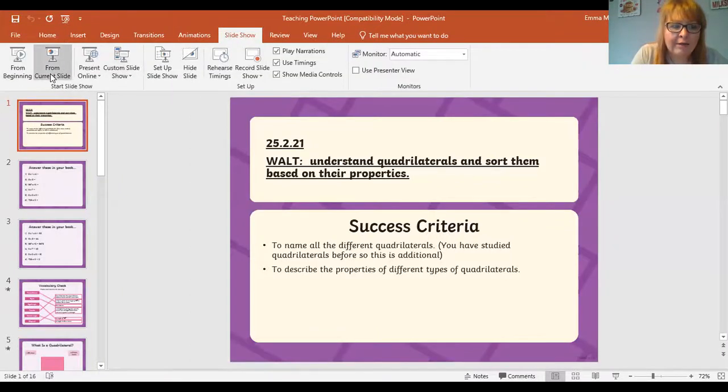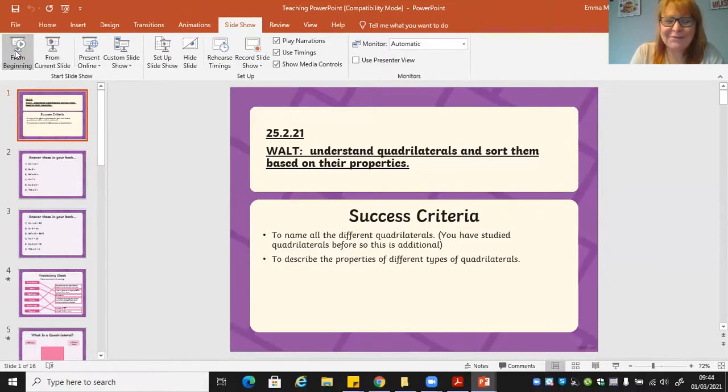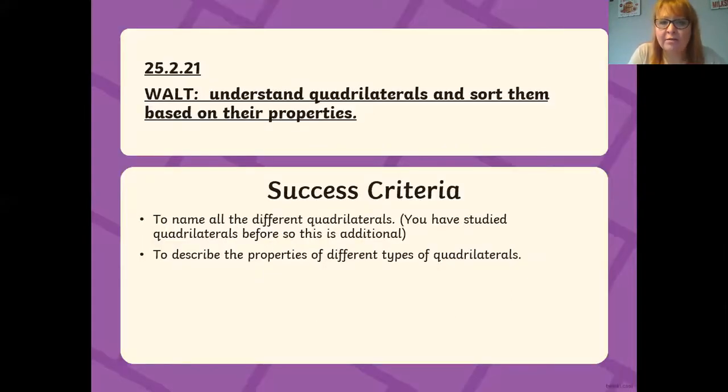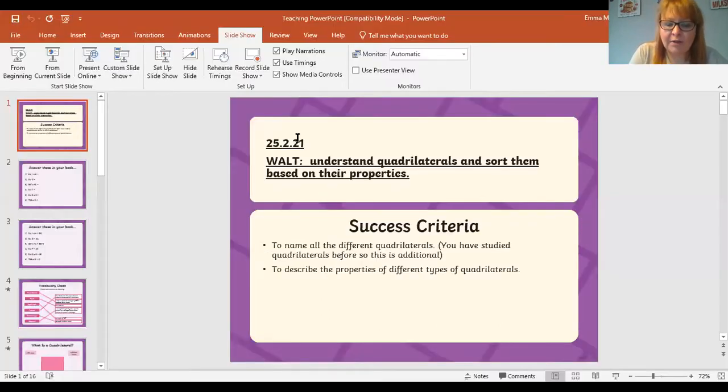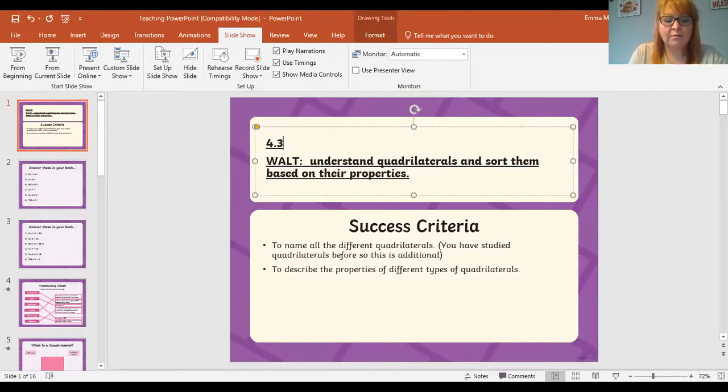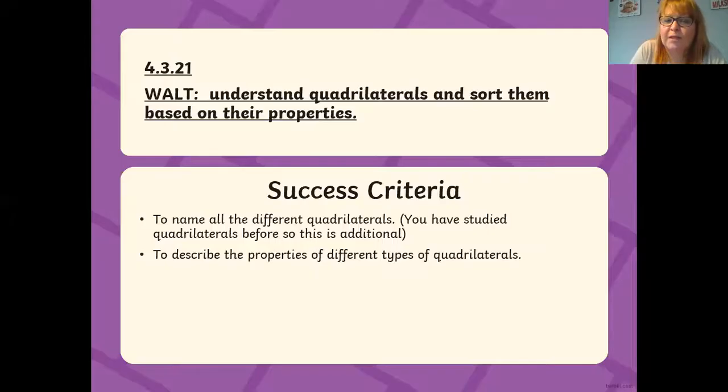Right, not long left now until we'll be doing maths back in school. I've just realised that I've got the wrong date on here. So let me end this. For some reason, I put the date on for last week. So it's actually the 4th of the 3rd. Can't believe we're in March already. 4th of the 3rd, 21.